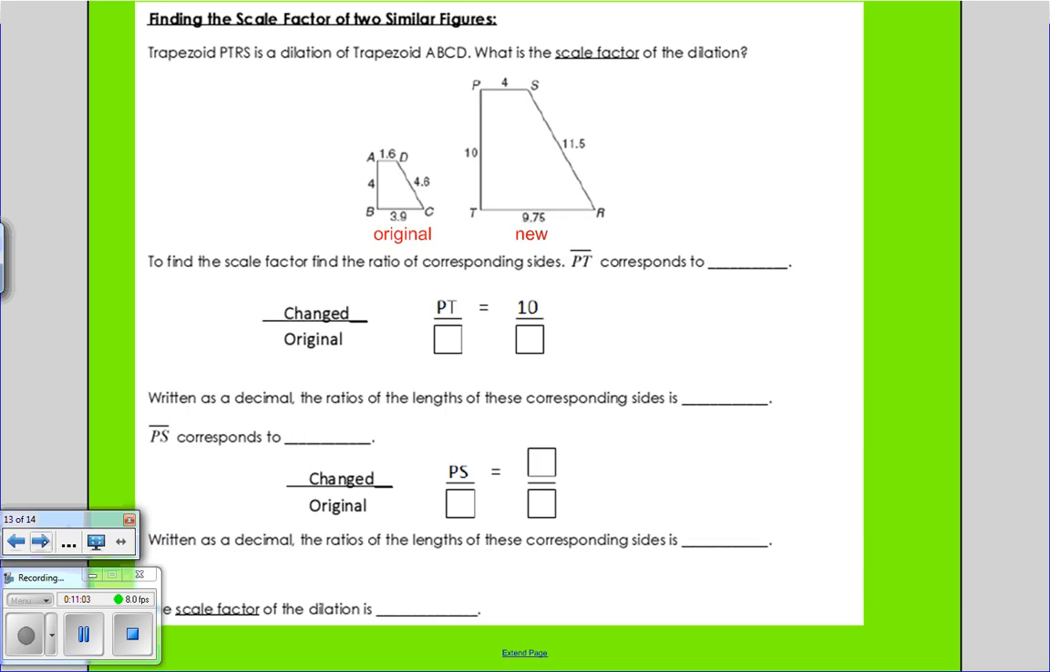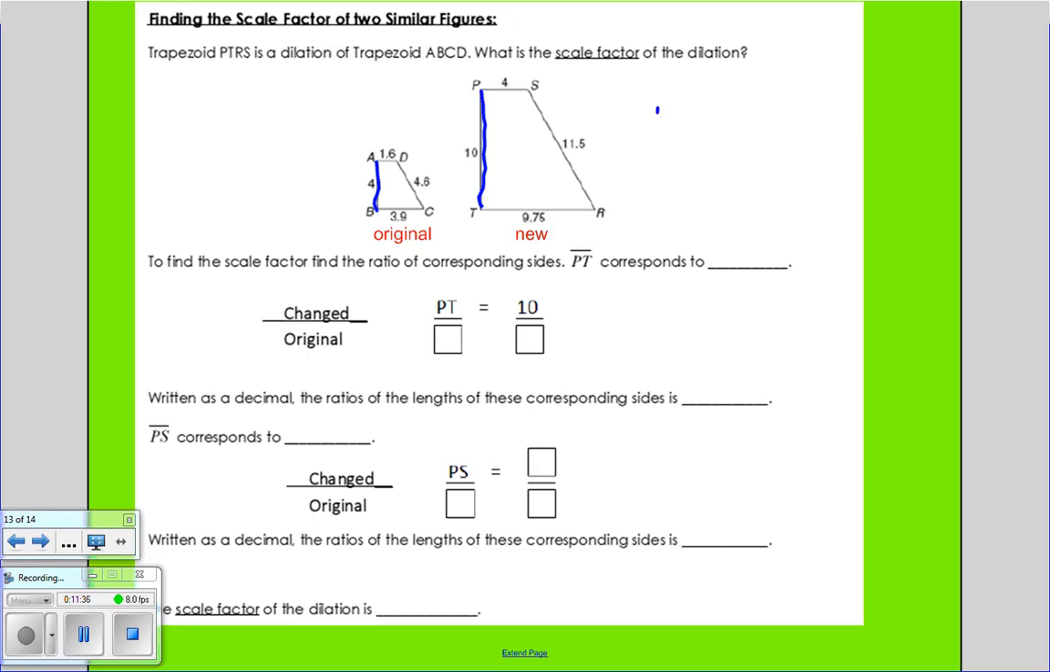All right, finding scale factor of similar figures. So these two items are similar. We're going to find out what their scale factor is. And to find a scale factor, if we can look and see if there's a common number to multiply between the original and the new, then that makes it easy. But sometimes you don't have that option, like on these figures here. So what we do is we find matching sides. For example, these two don't have decimals, so that's easy. We have AB matches up with PT.